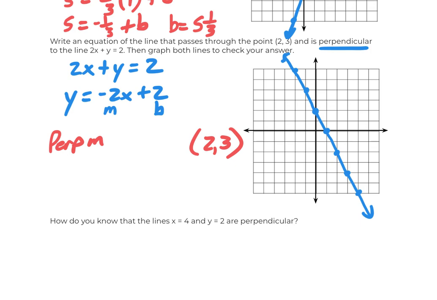So if my original slope is negative 2, what would my perpendicular slope end up being? 1 over 2. Okay? Because this is 2 over 1, so this would become 1 over 2. Remember, we are not using this b value right here. So just cross it out. Once we've used it to graph, we don't need it again. So I'm going to graph a new line and write a new equation.